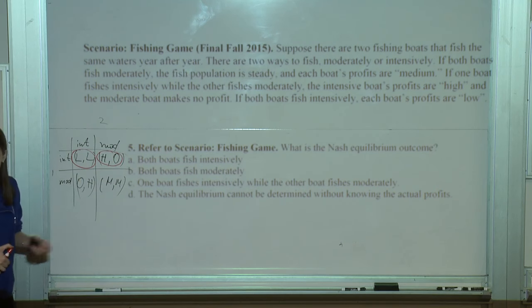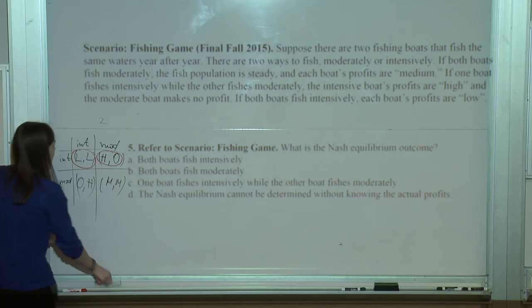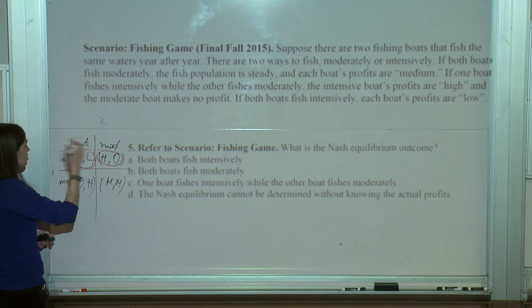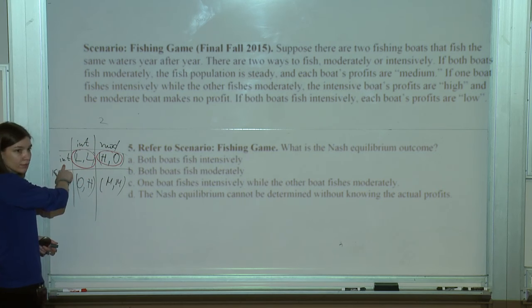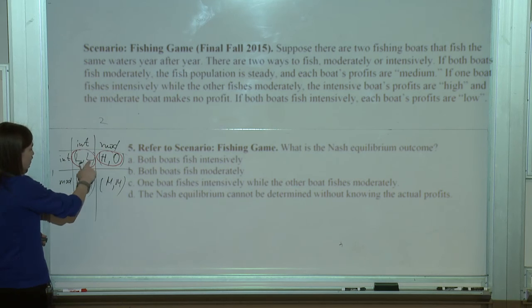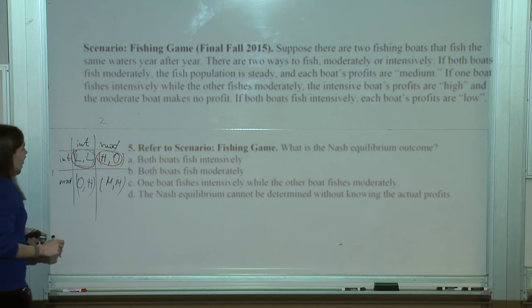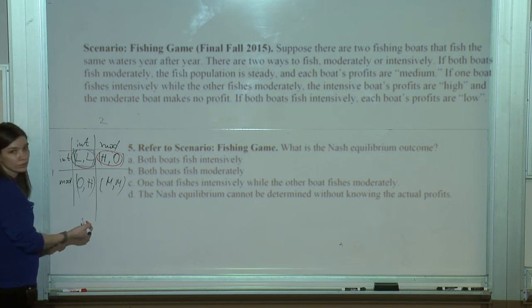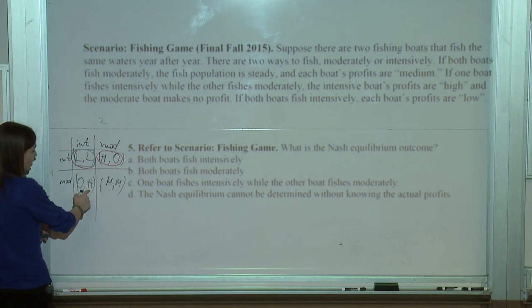Now I'm going to do exactly the same thing, but from the perspective of the second boat. So I'm here, I'm that guy, and I'm asking myself first, if boat 1 fishes intensively, what should I do? Also fish intensively, because then I have the choice of either low or 0, and low is higher than 0, so I would go here. Okay, then if boat 1 decides to fish moderately, what should I do? Intensive as well, right? Because I get high versus medium.